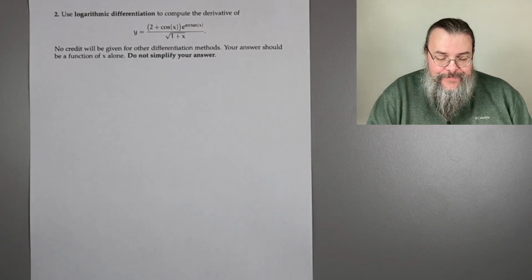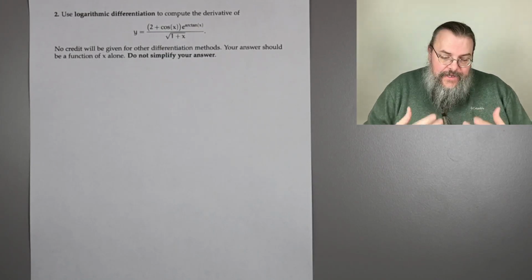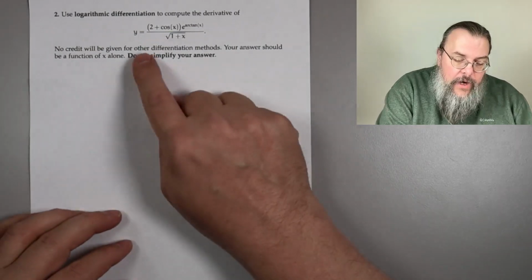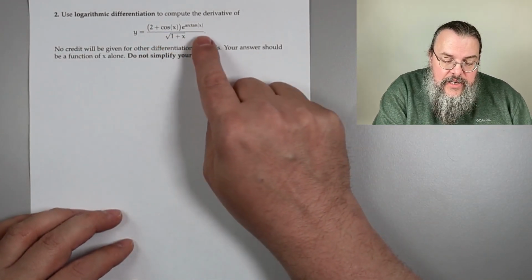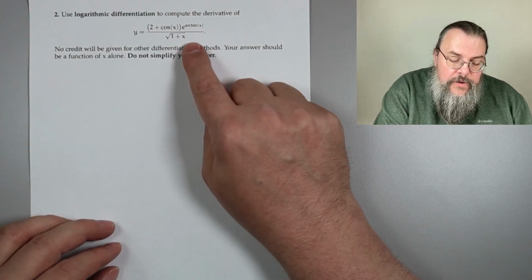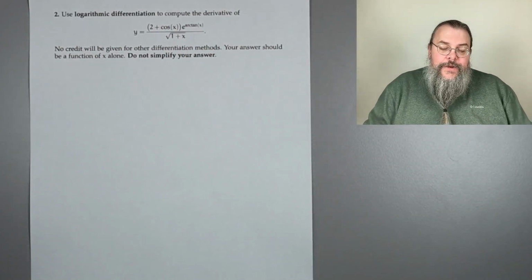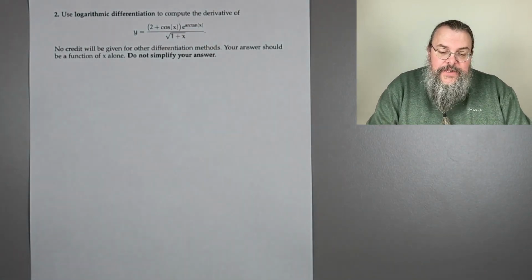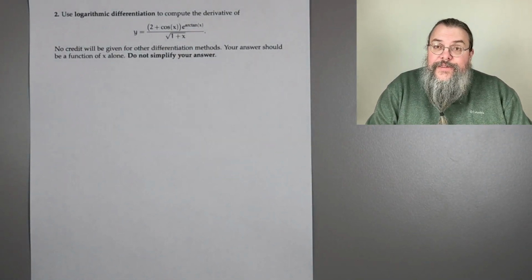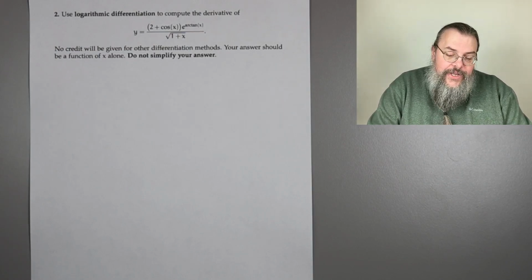Number 2. Use logarithmic differentiation to compute the derivative of, well, we have y is 2 plus cosine of x times e to the arctangent of x over root 1 plus x. And it says no credit will be given for other differentiation methods. And your answer should be a function of x alone. Do not simplify your answer. Wow. Okay.